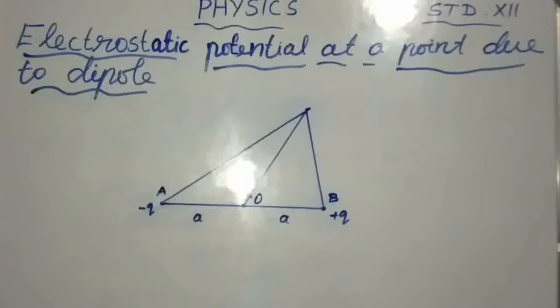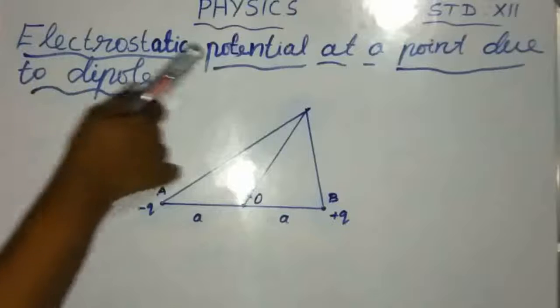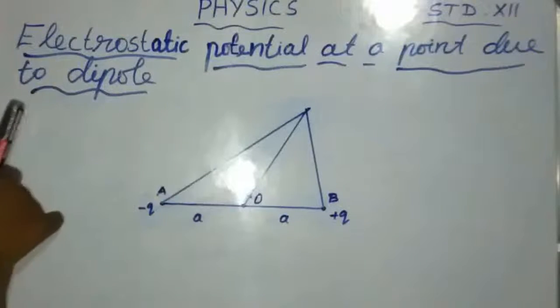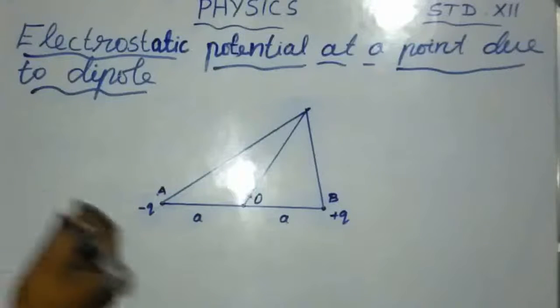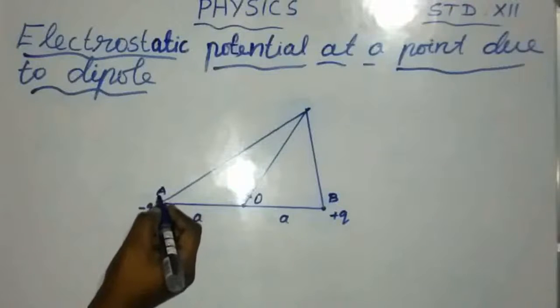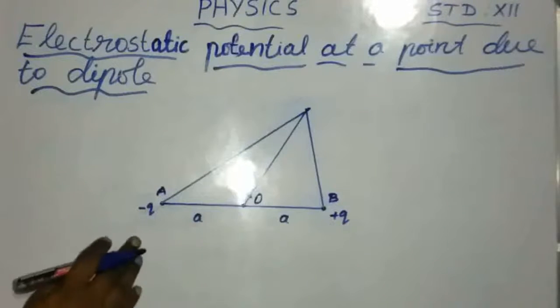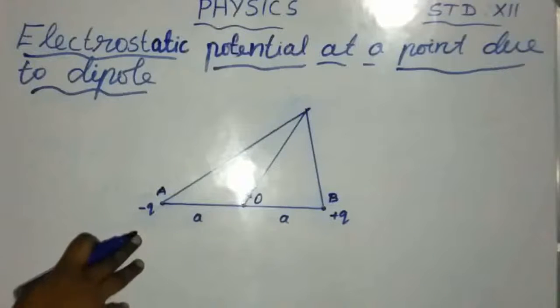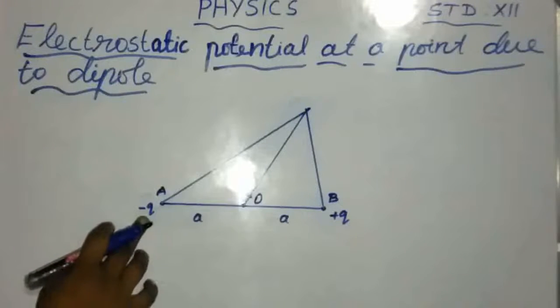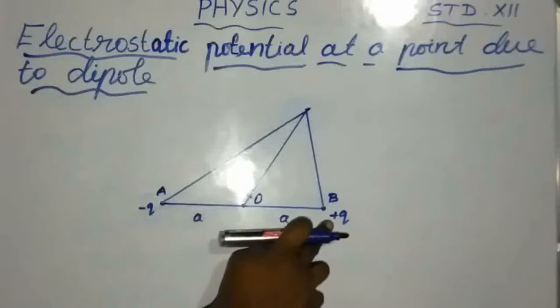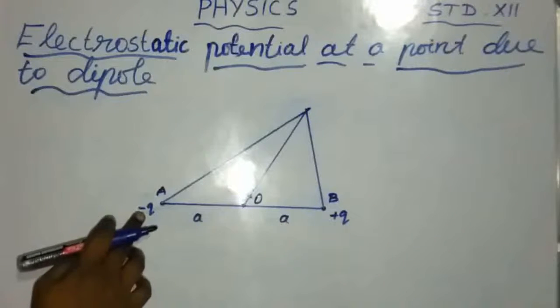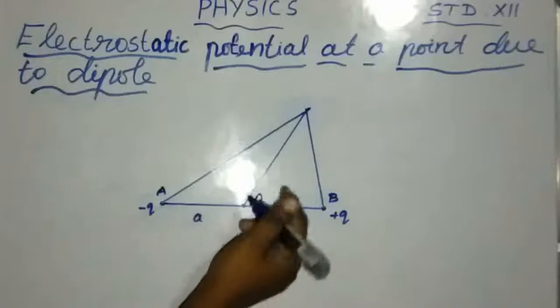In this video, we are going to learn electrostatic potential at a point due to a dipole. For this, first draw a dipole AB. Dipole means two equal and opposite charges separated by a small distance. Here, minus Q and plus Q are the two charges. They are on opposite sides, minus and plus.